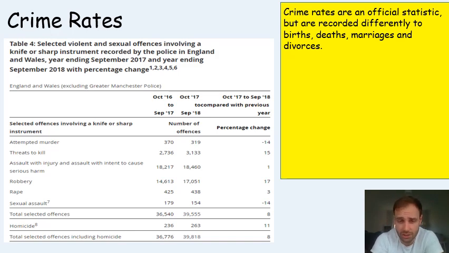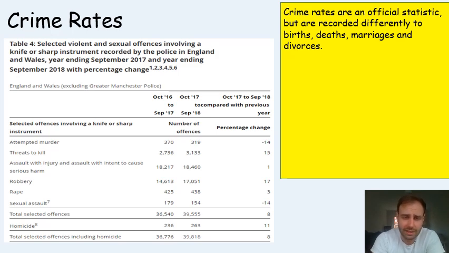Yeah, I'm not suggesting that the amount of attempted murders is an incorrect figure necessarily. It might well be that that is a falling figure, and then it's up to sociologists to find out why it's falling. Why have there been fewer attempted murders than the previous year?